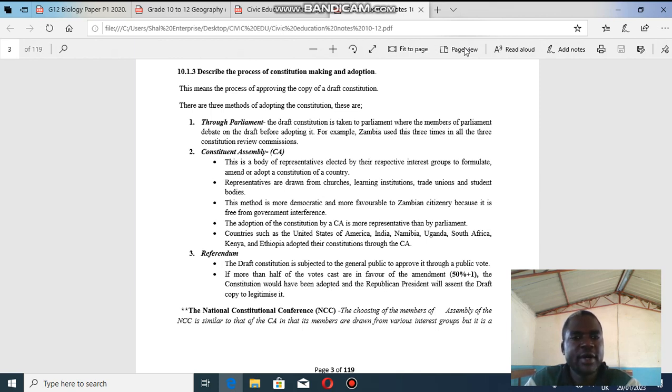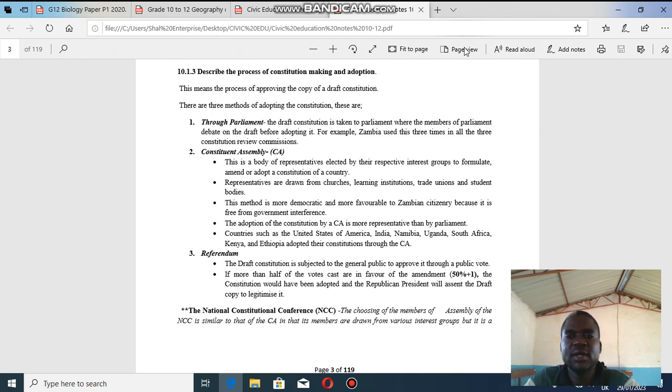Then we have constituent assembly. This is a board of representatives elected by their respective interest groups to formulate, amend and adopt a constitution of the country. For example, from the church, a pastor can be a representative from an interest group of believers, Christians or Muslims. Representatives drawn from churches, learning institutions, lecturers, principal tutors can be selected to go and sit. They are representing a section of society, students.